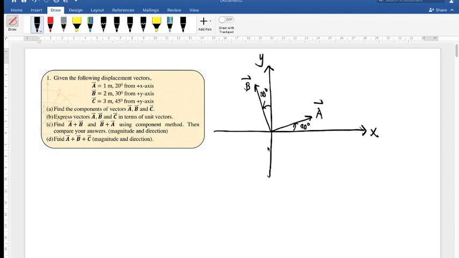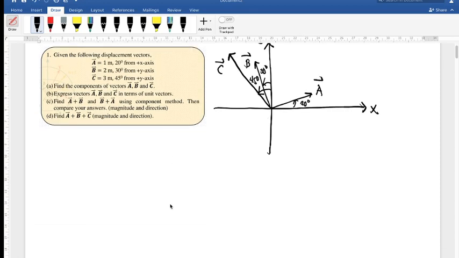How about vector C? Vector C is 45 degrees from the positive y-axis. So it is here, same as B, but from the positive y-axis, and its orientation is 45 degrees. So that is our theta C. So we have to find the components of vectors A, B, and C.